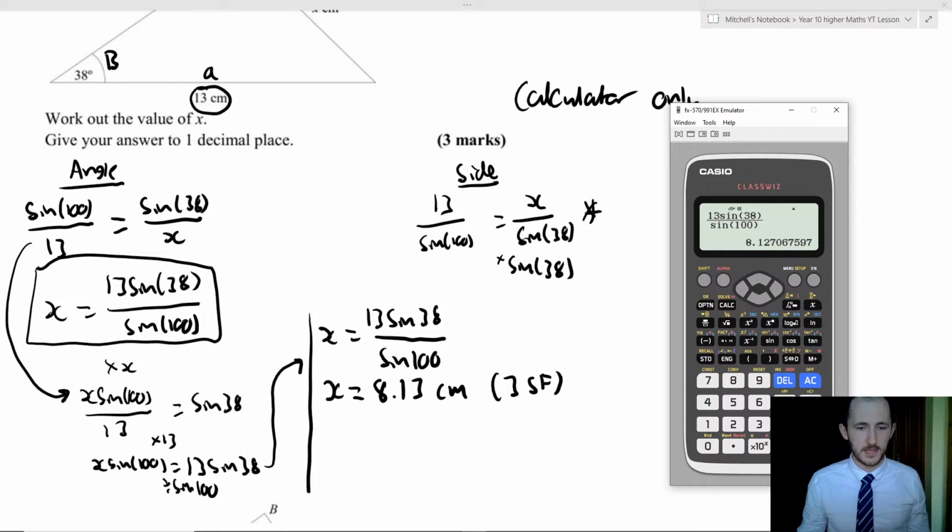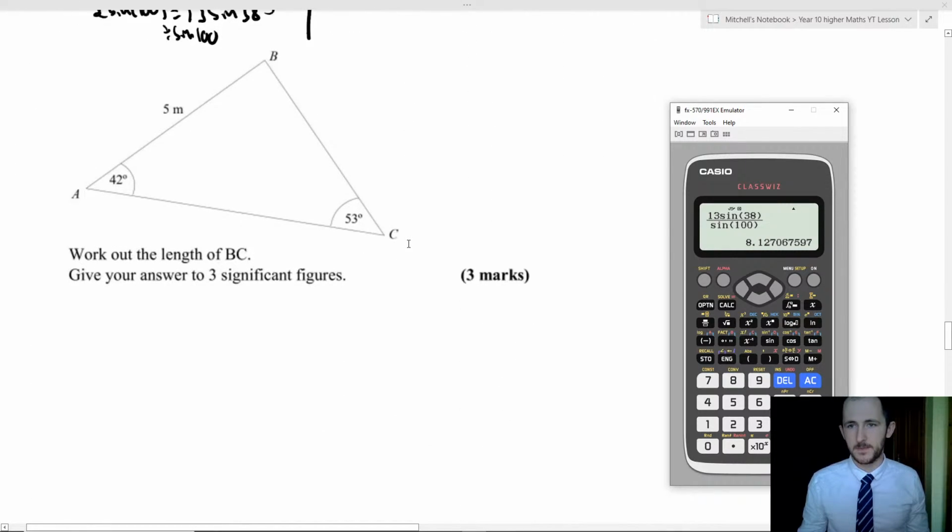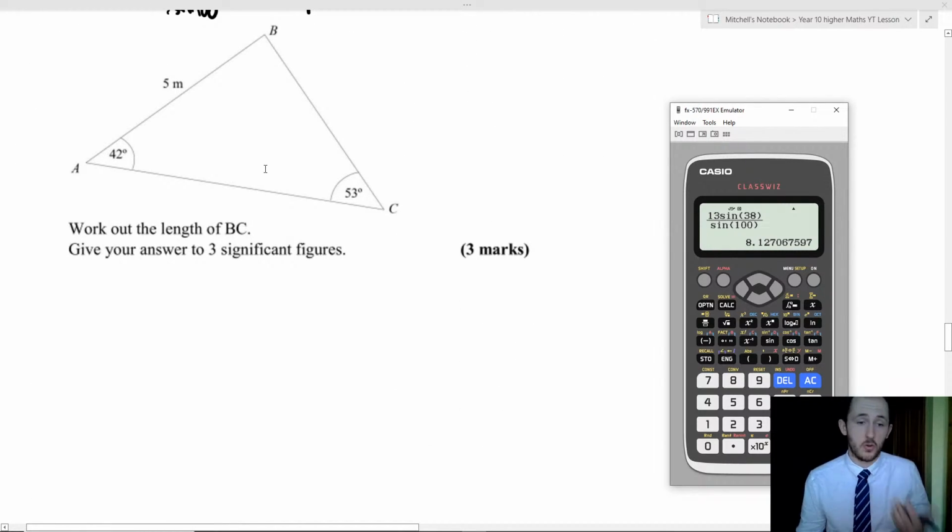So I think we should just give it another go then. So if we look at the next question, again, this is a triangle. It's not a right angle triangle.